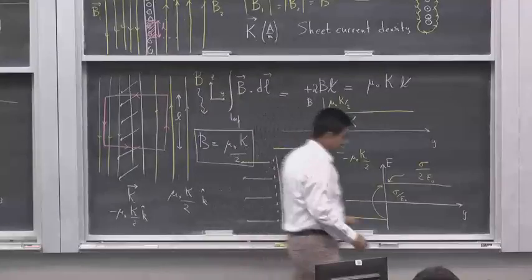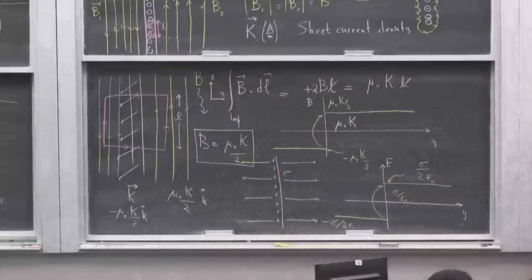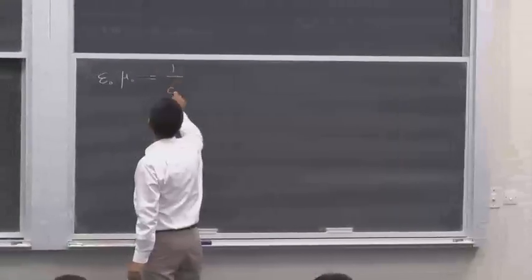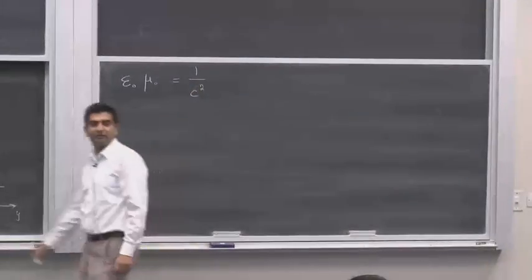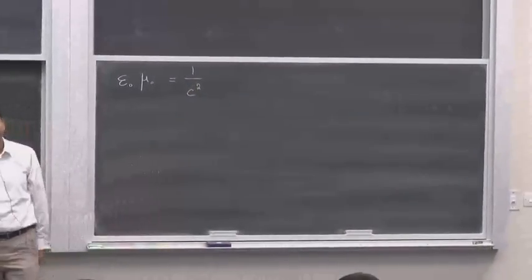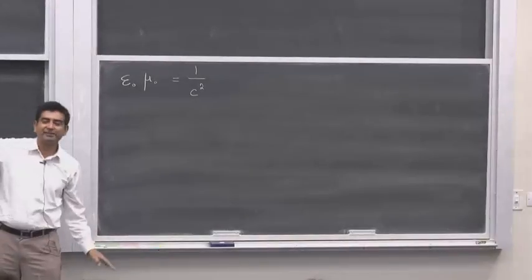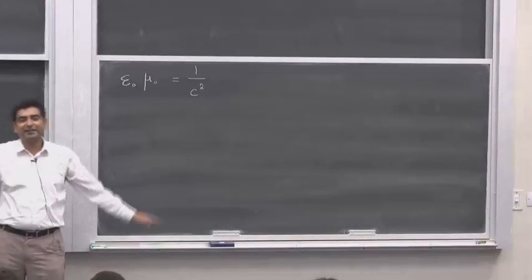In fact, if you take mu naught and epsilon naught and multiply the two together, this product is always going to be equal to 1 over the square of the speed of light. Okay? So epsilon naught and mu naught are like a seesaw. One is in the numerator, the other is in the denominator.